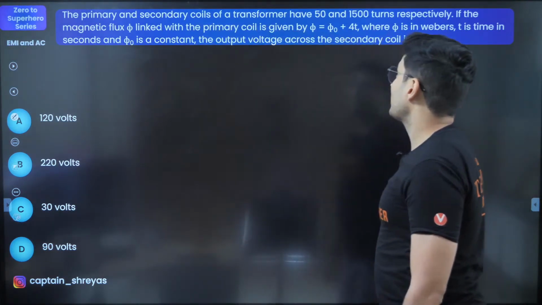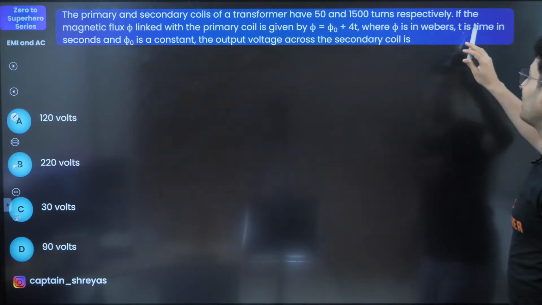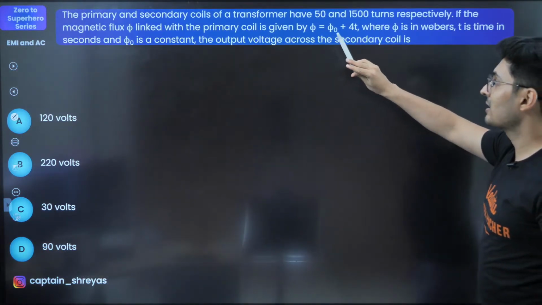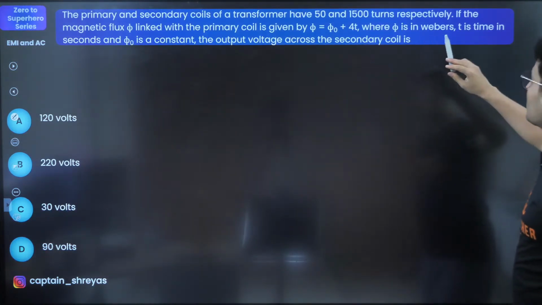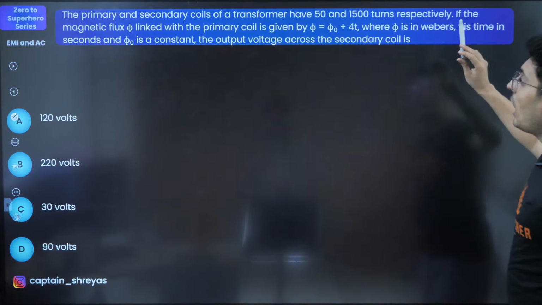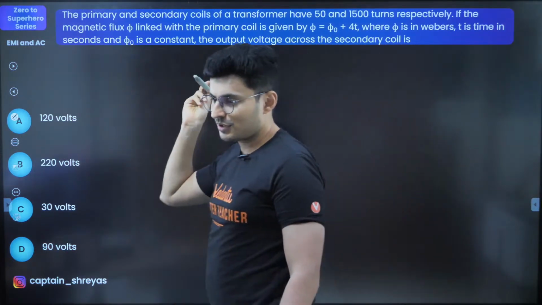Primary and secondary coils of a transformer have 50 and 1500 turns respectively. The magnetic flux in the primary is phi = phi naught + 4t. Phi is in Webers, t is time in seconds, phi naught is constant. Output voltage in the secondary is how much?